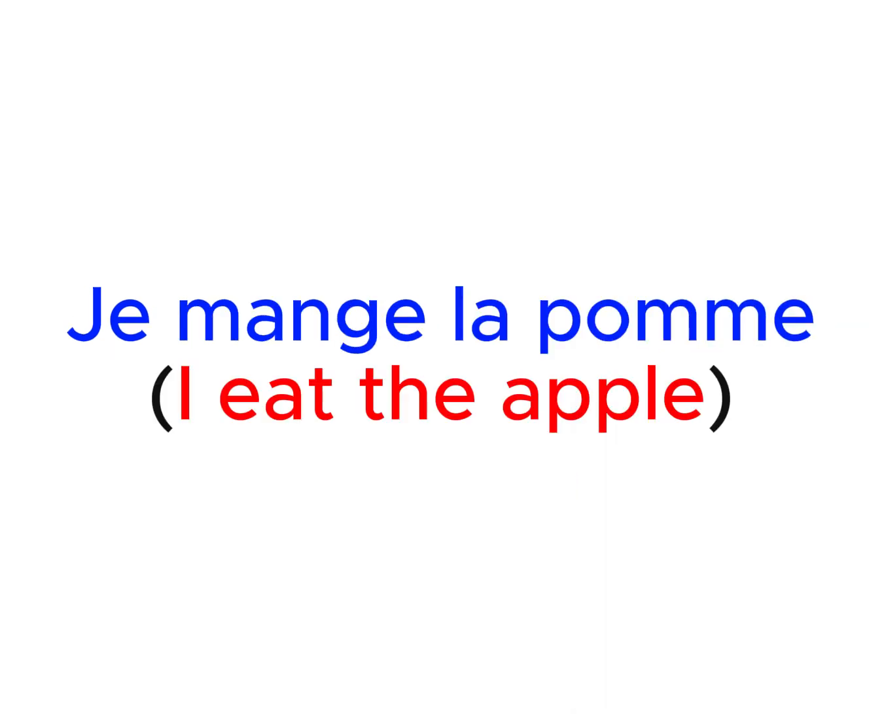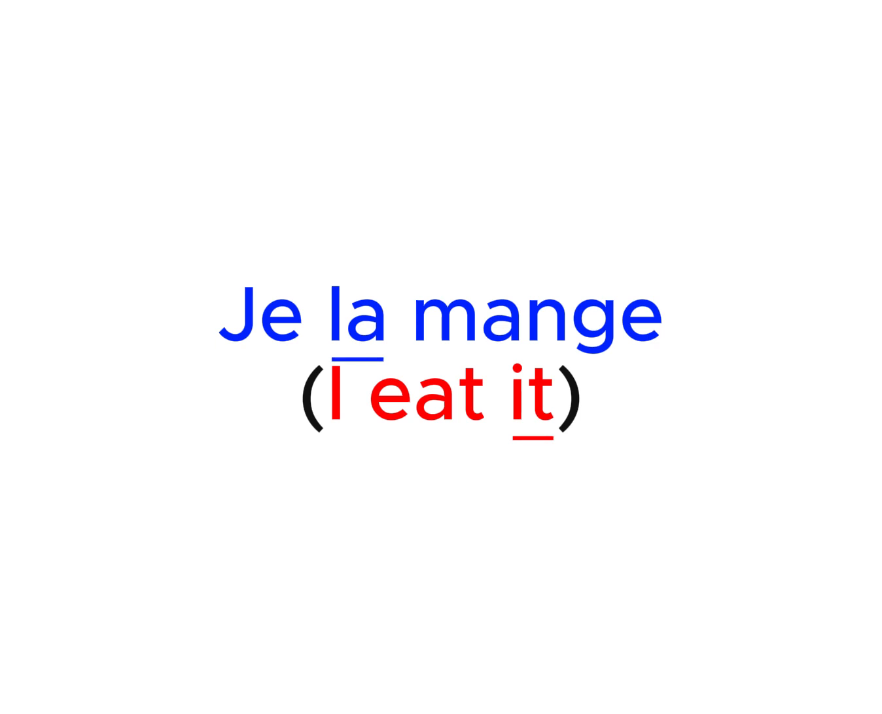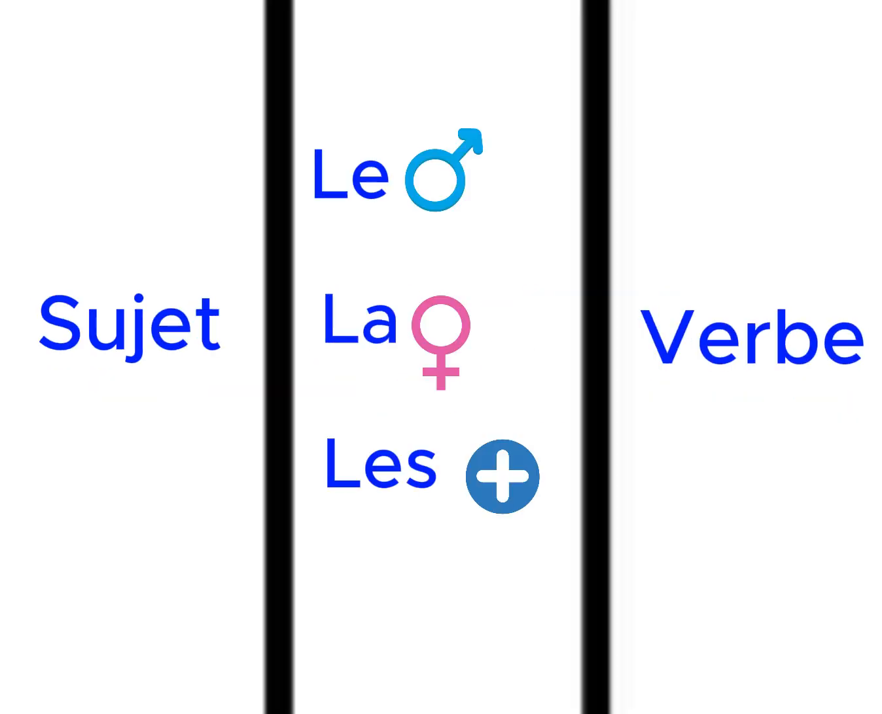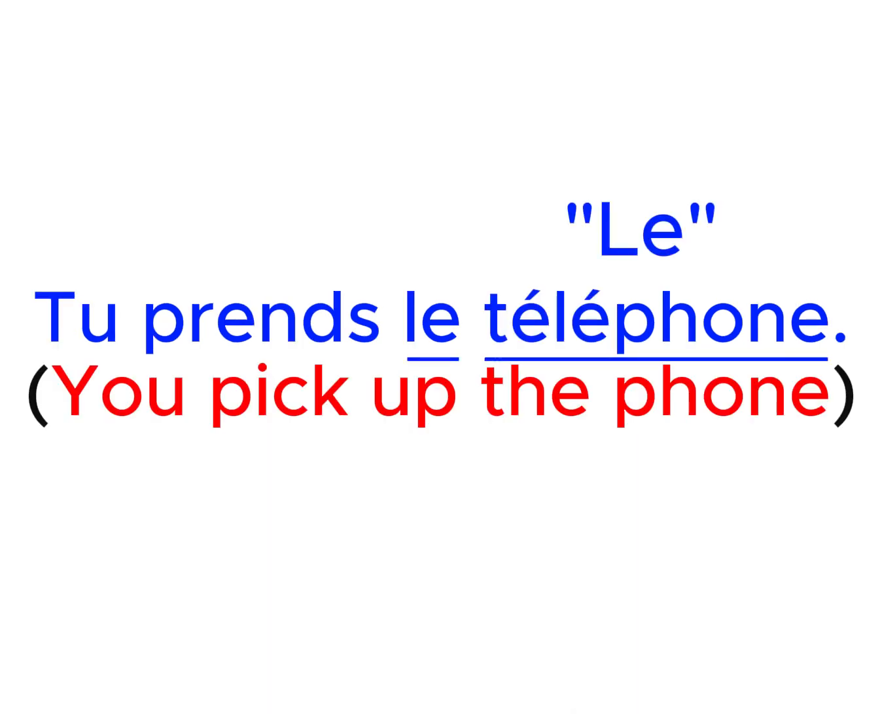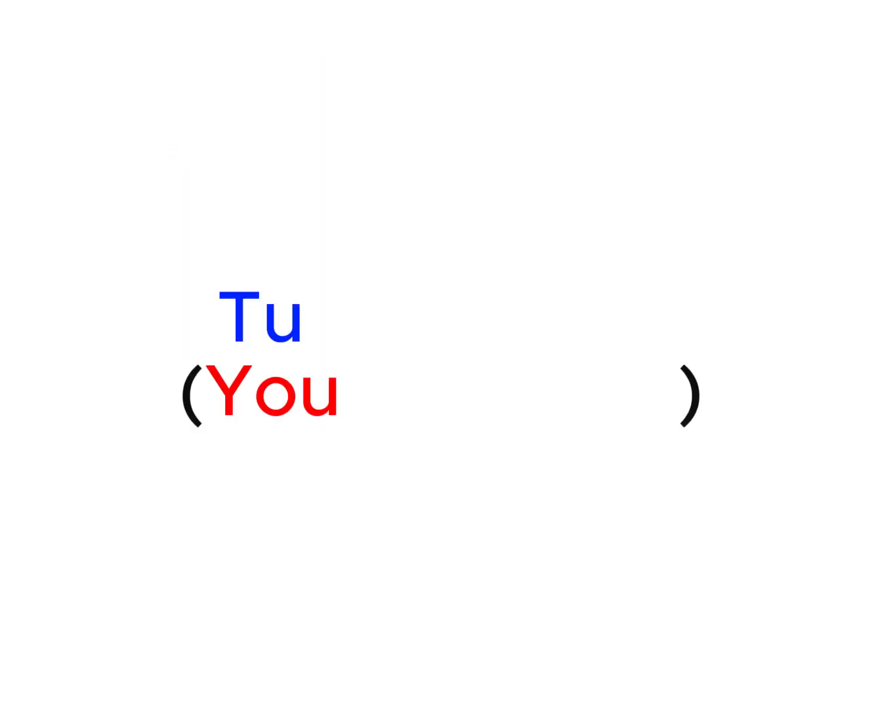For example, therefore, for the feminine noun, la pomme. As this noun is feminine singular, we will use the pronoun la to replace it before the verb, which will give us je la mange. For a sentence with a masculine noun, for example, Tu prends le téléphone, we will use the masculine singular pronoun le to replace the noun. And as before, we can say, Tu le prends.